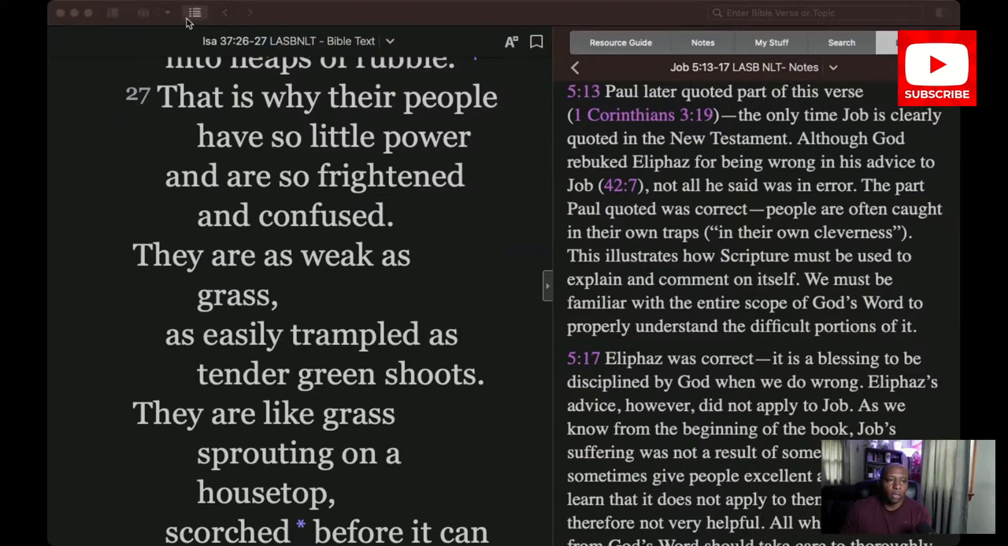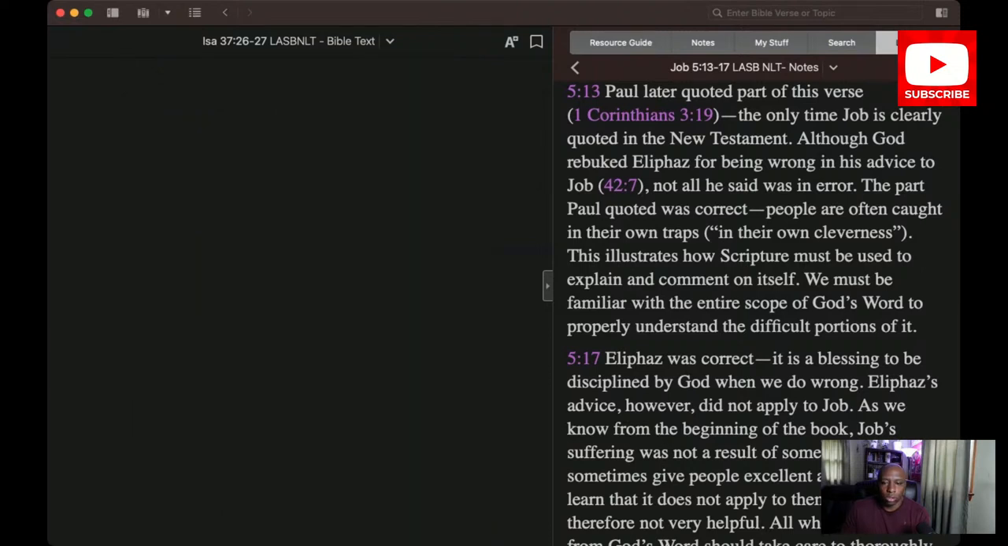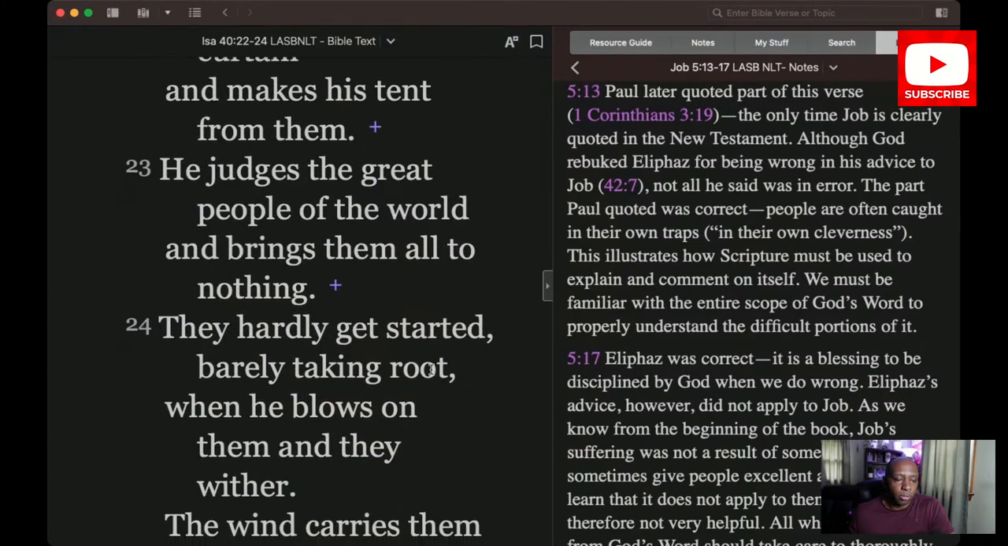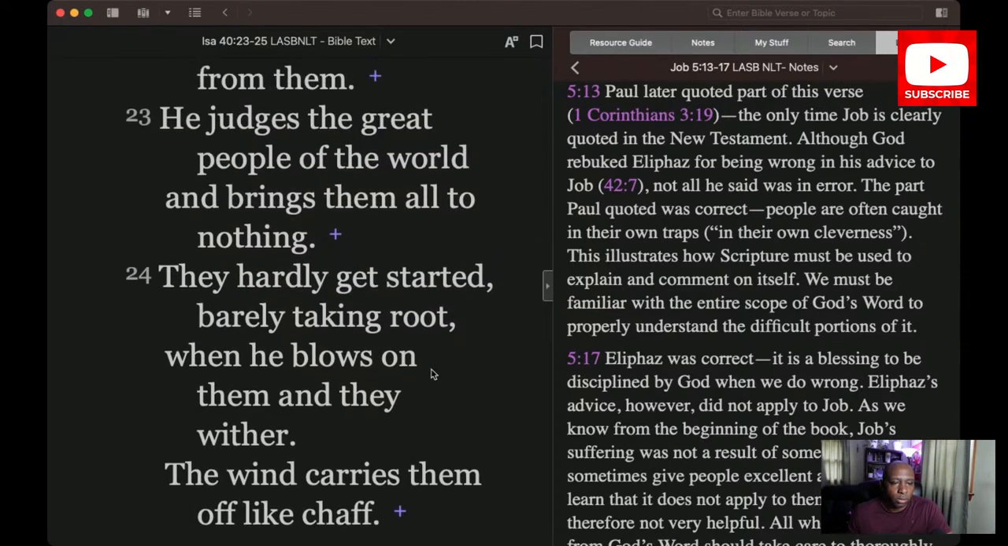We also see, let's look at Isaiah chapter 40, verses 22 to 23. And it reads, God sits above the circle of the earth. The people below seem like grasshoppers to him. He spreads out the heavens like a curtain and makes his tent from them. He judges the great people of the world and brings them all to nothing. We see that.